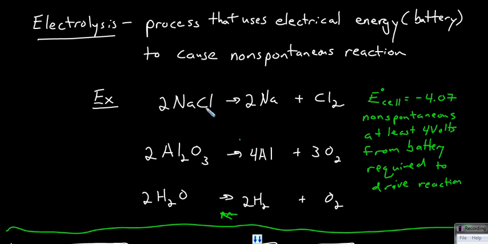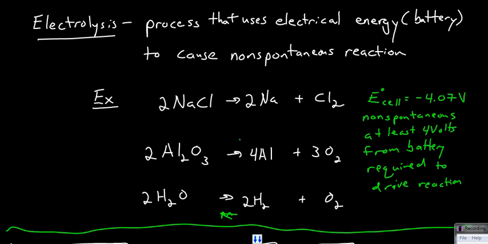So we can see with the sodium chloride reaction, this reaction in the forward direction has a standard EMF of negative 4.07 volts. Having such a negative value, you know that this is a non-spontaneous reaction. However, you can drive it by using a battery which is 4.07 volts or more. So if the voltage of your battery is greater than the negative voltage of the reaction, then you can drive that reaction significantly.